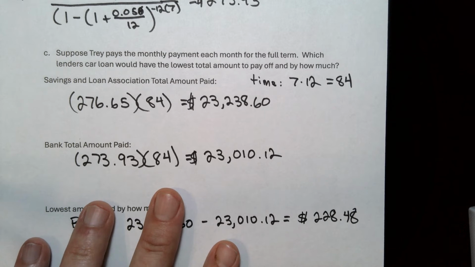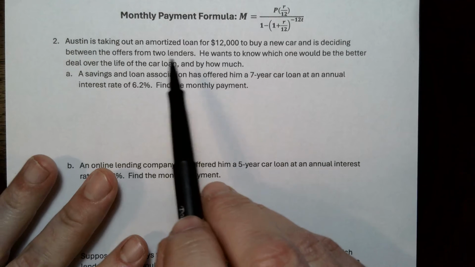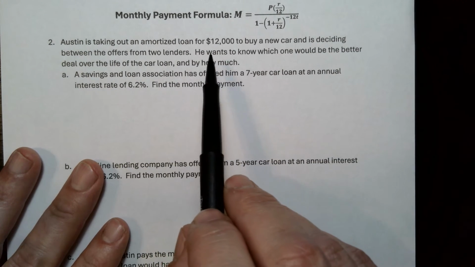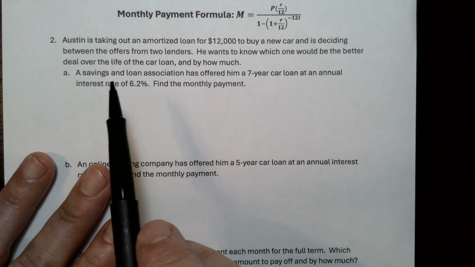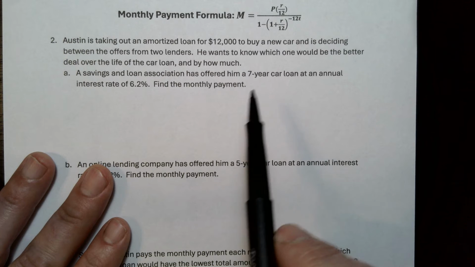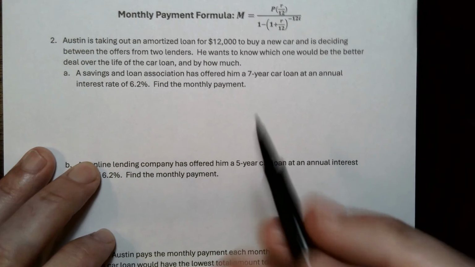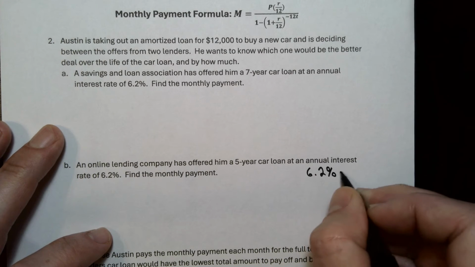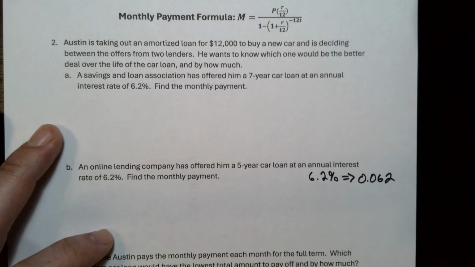Okay, let's look at one more. Austin is taking out an amortized loan for $12,000 to buy a new car and is deciding between two lenders, so very similar to the last problem. He wants to know which one will be the better deal over the life of the car loan and by how much. Okay, so in the first one, they gave him a 7-year deal at 6.2%. Okay, so 6.2%, remember, is the same thing as 0.062 as a decimal.